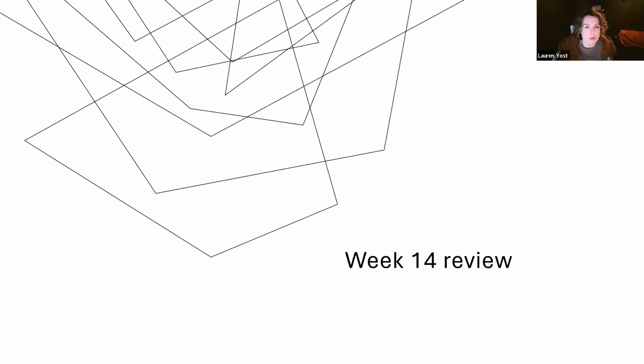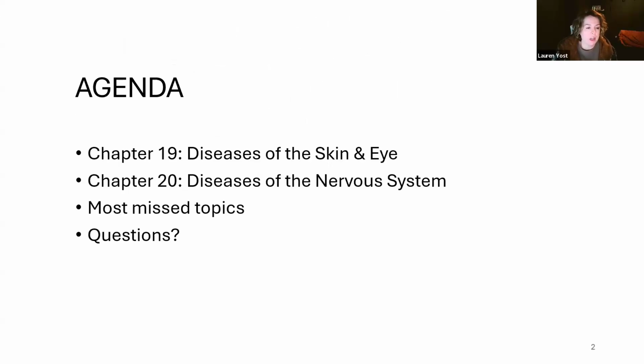All right, so this is our week 14 review. We're going to be covering chapter 19 and 20. Chapter 19 is about diseases of the skin and eye, and chapter 20 is about diseases of the nervous system. So let's get started with that.